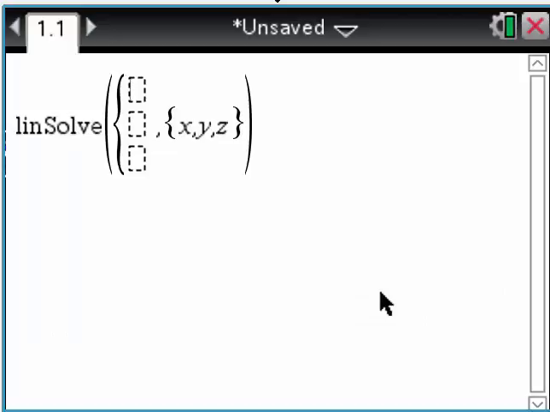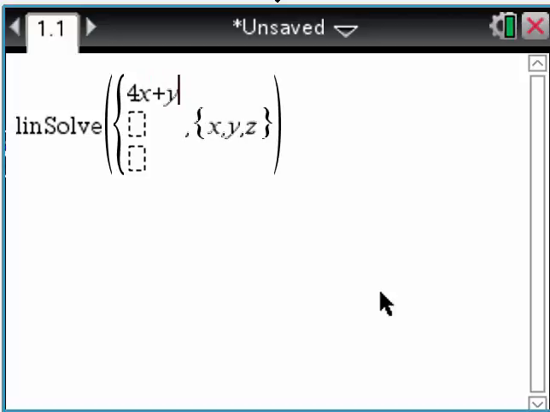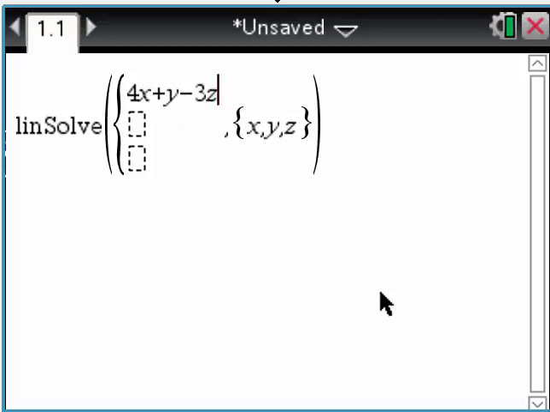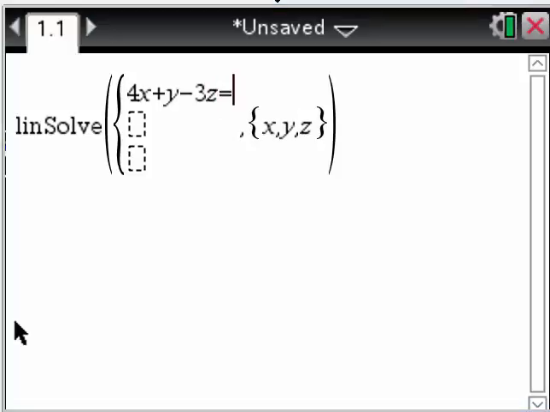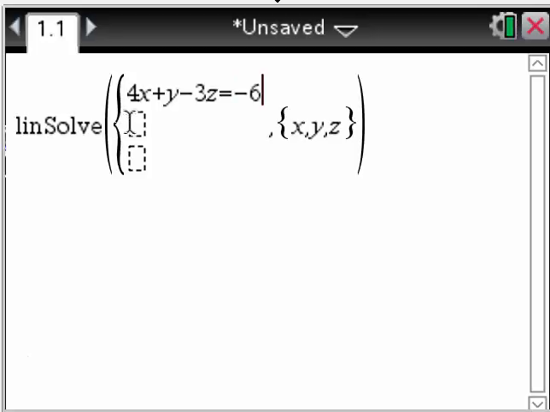So we're going to plug in the original. So 4x plus y minus 3z. And your equal sign is below your control button, so equals negative 6. Then you're going to put the next one in. Negative 2x plus 4y plus 2z equals 38.